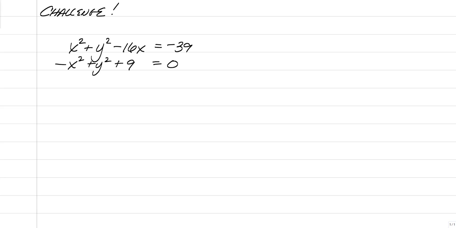So the best way to do this one, in my opinion, would have been to use elimination, because we have x squareds and y squareds. So even if we were to get a variable by itself, we're going to have to take square roots. So in this case, elimination is better. We can easily eliminate our y squareds and have only x's left. So that's going to give us x squared plus y squared minus 16x is equal to negative 39.